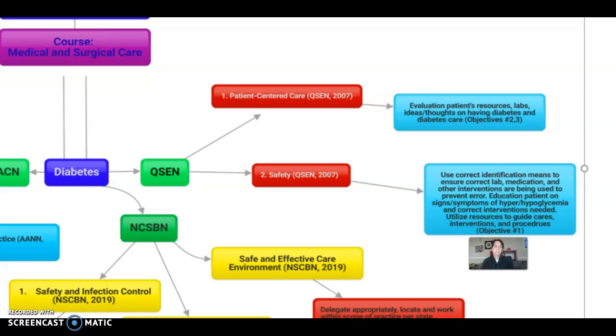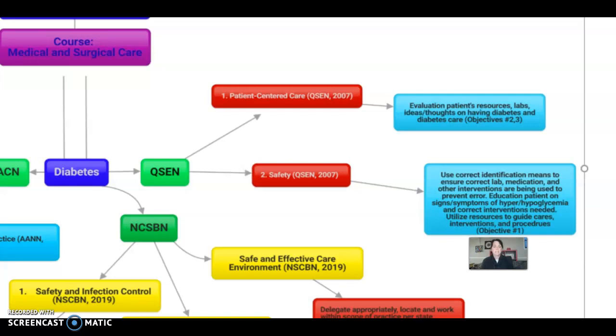So safety would be used to correctly identify means to ensure correct lab, medication, and other interventions are being used to prevent error. Education to the patient on signs and symptoms of hyper or hypoglycemia and correct interventions needed if the patient is in fact hyper or hypoglycemic. Utilize the resources to guide cares, interventions, and procedures. So this would help to integrate objective number 1 from the class with use of informatics and technology.